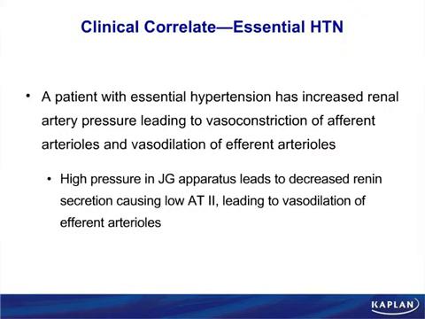Okay, so here's a clinical correlation. A patient with essential hypertension will have an increase in renal artery pressure due to increased flow. That will vasoconstrict the afferent arterioles, and that will vasodilate the efferent arterioles. The elevation in juxtaglomerular pressure will lead to a decrease in renin secretion, leading to low angiotensin II secretion, and that will vasodilate the efferent arterioles.